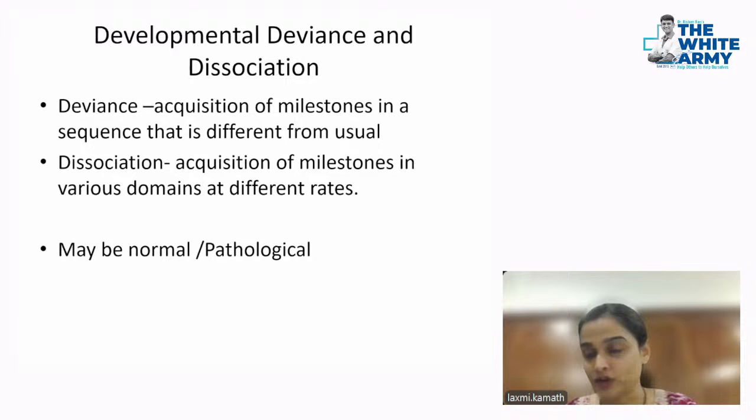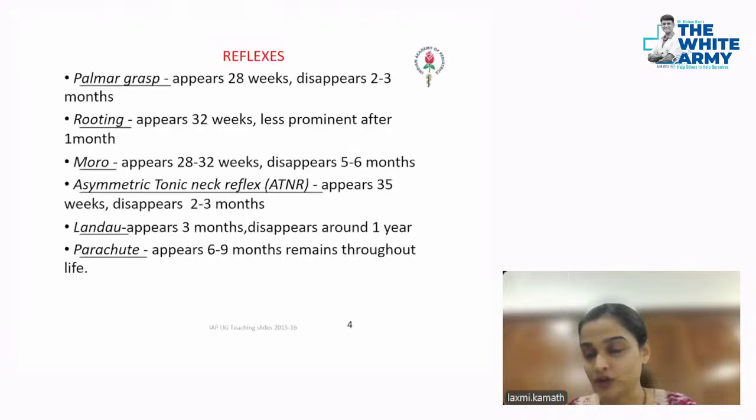Now dissociation means when milestones are compared between different domains. So if there are different domains, for example, gross motor, fine motor and language, and gross motor is fine, but language delays a lot or is lacking a lot, then it is called dissociation. This also can be normal or pathological. We'll get back to these points again.